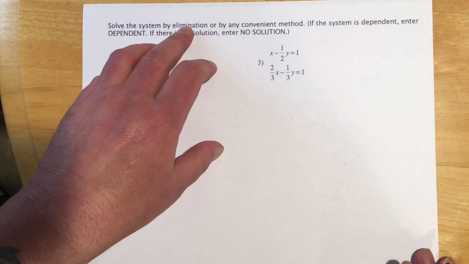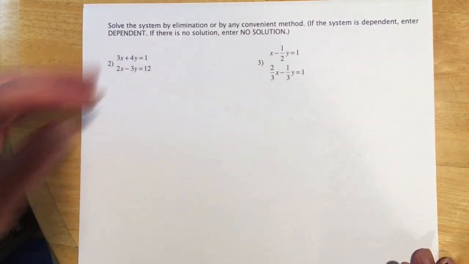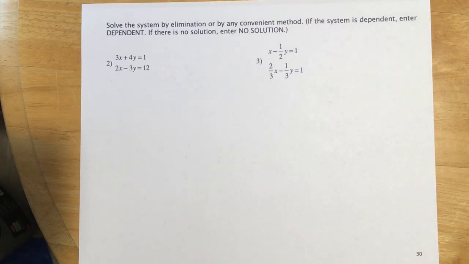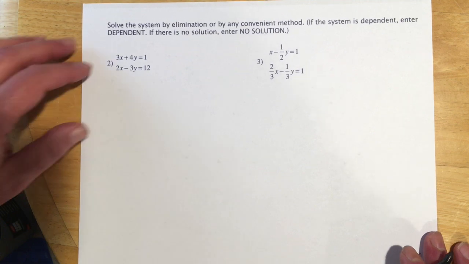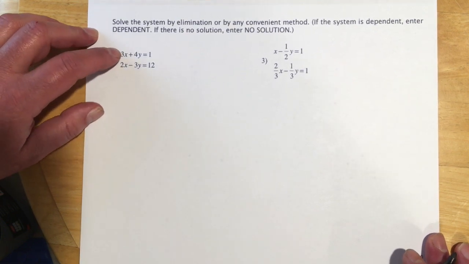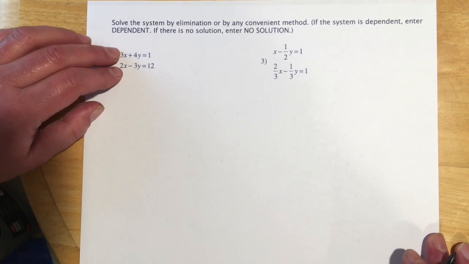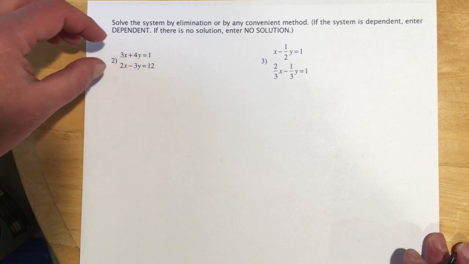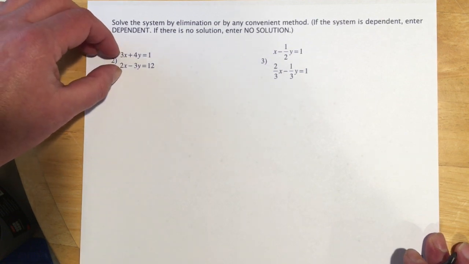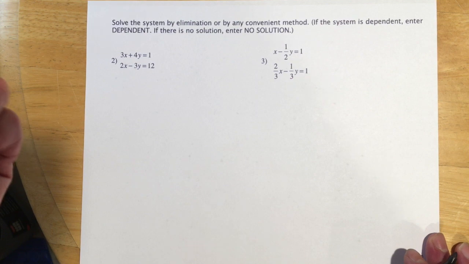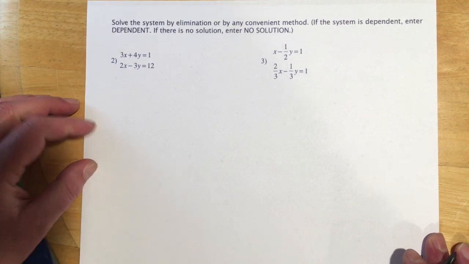Okay, so this next one we're solving by elimination or any convenient method, which is generally going to be elimination. So the idea with elimination, and this is one you probably hopefully remember from a previous class, is we want to multiply one or both of these equations by some constant so that we get the same coefficient but with opposite signs, so that when we add them together they cancel out.